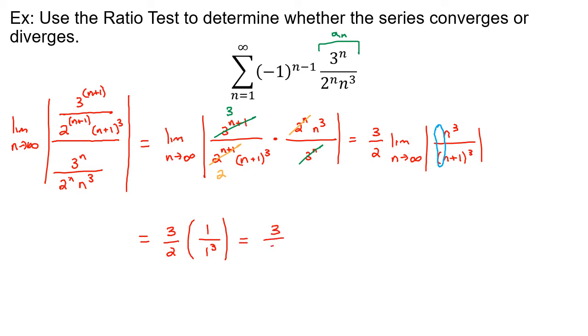So this is 3 halves, which is greater than 1. The ratio test says that if you get a number bigger than 1, the series diverges by the ratio test.